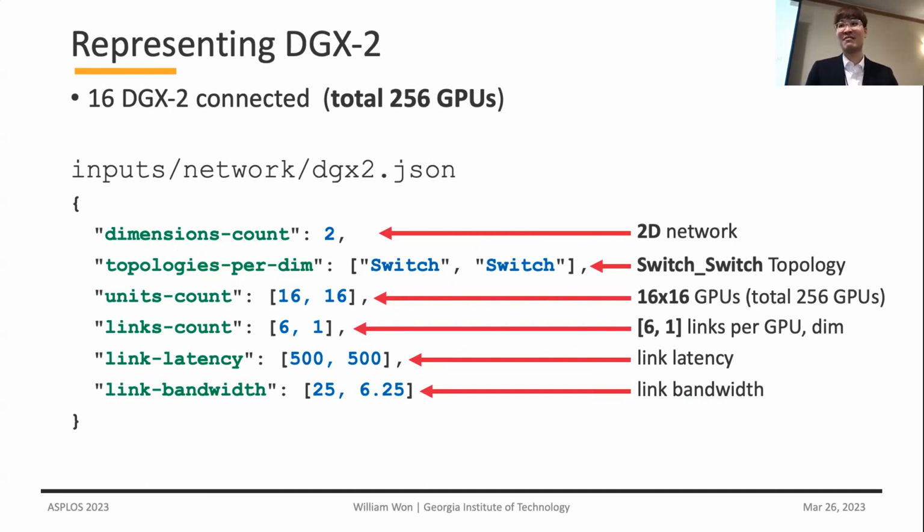The first dimension, which is the NVLink dimension, has 6 NVLinks outgoing per GPU. That's why the first dimension link count is 6. But in the second dimension, we are only using 1 link through InfiniBand. That's why it's 1. Link latency, I just set to 500 nanoseconds per each dimension. And for the link bandwidth, the first dimension is NVLink, which is 25 gigabytes per second, and the second dimension is InfiniBand, which is 6.25, as we calculated before.